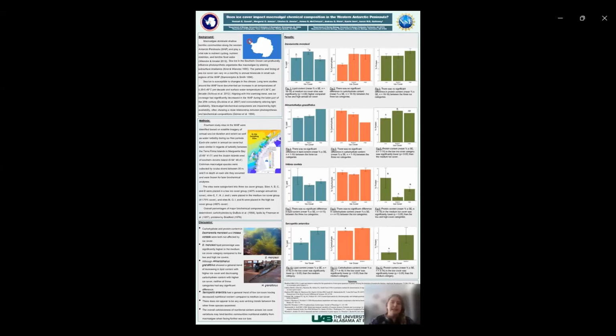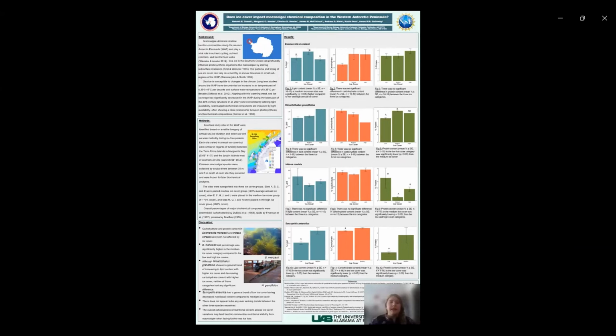Himantothalia and Iridaea both had similar results. Both had no significant difference in lipid or carbohydrate content. Himantothalia had significantly higher protein content in the medium ice cover compared to its low ice cover, and then Iridaea had significantly lower protein content in its medium cover compared to the low and high covers.